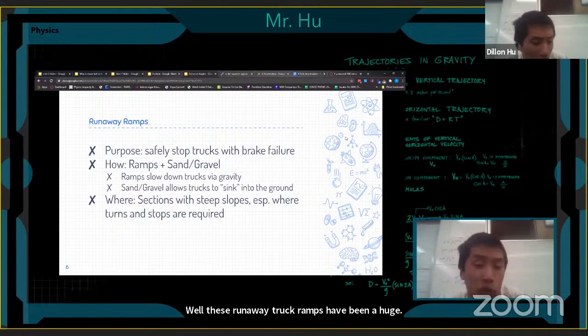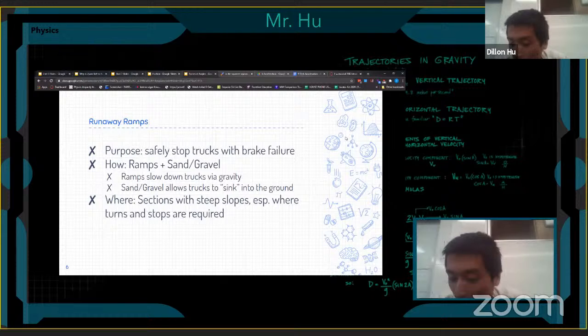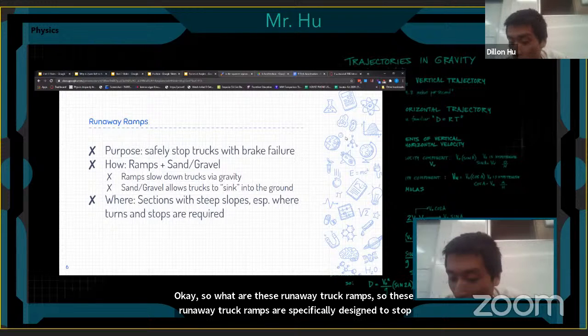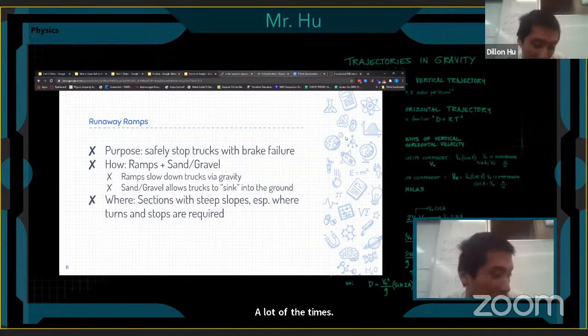A lot of the time, this mostly happens during downhill sections when truckers have to apply their brakes. And when you apply your brakes for a significant amount of time, they can burn out and potentially fail. And so when their brakes are failing, it's very, very dangerous, and there needs to be a way to stop them.